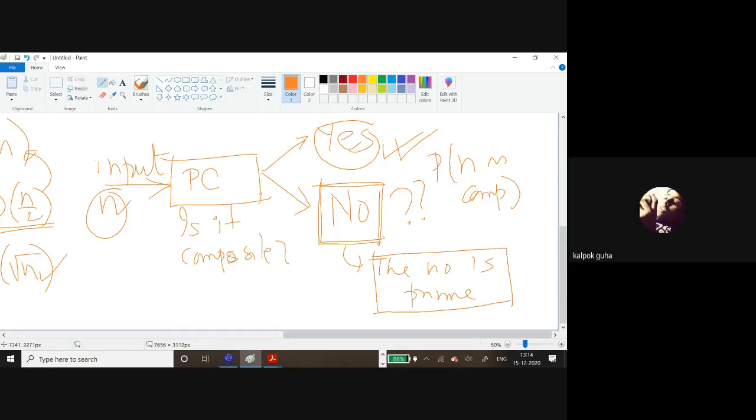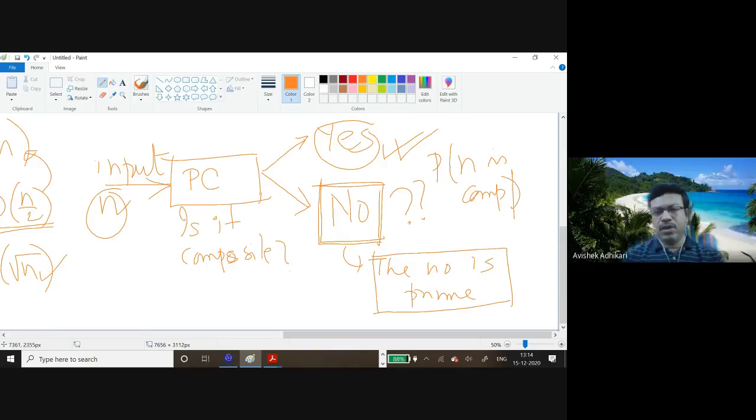Sir, we can see this as hypothesis testing, like type 1 error, type 2 error. Yes, exactly. Type 1 error or type 2 error, but you can think of this as the same thing. The conditional probability. So the answer is no, but the number is composite.